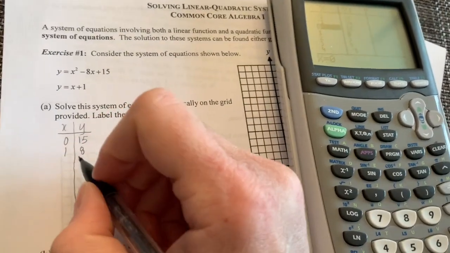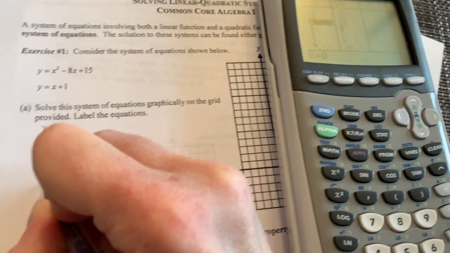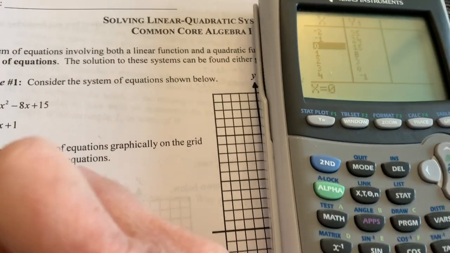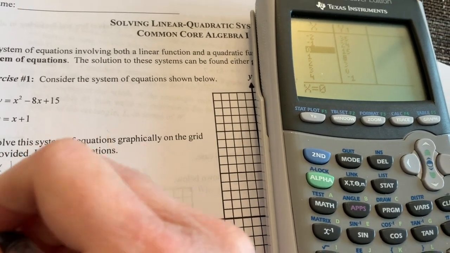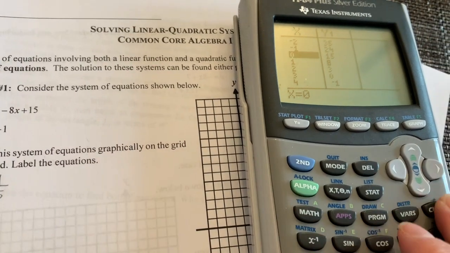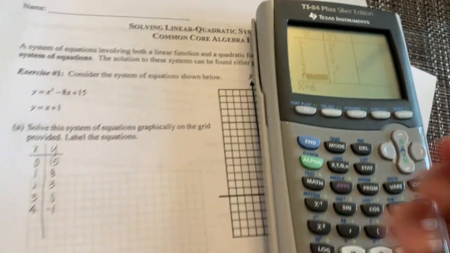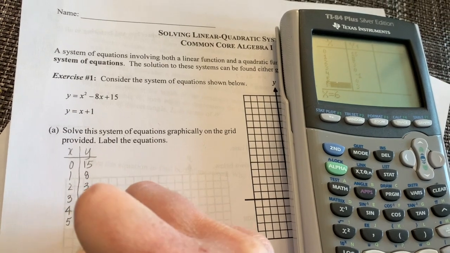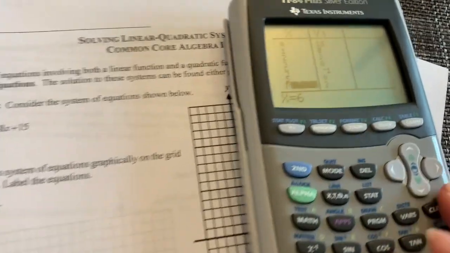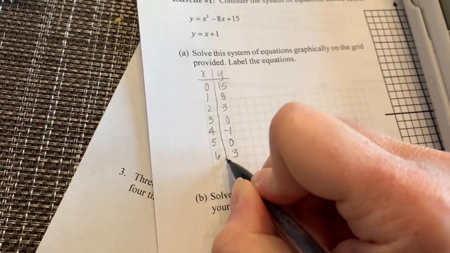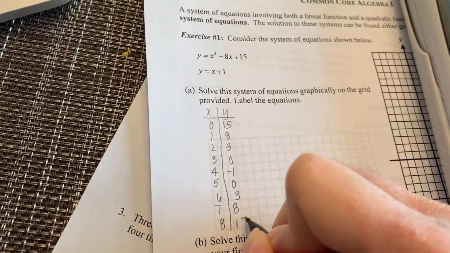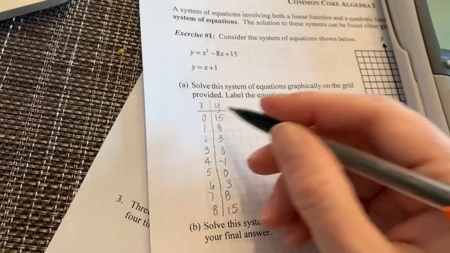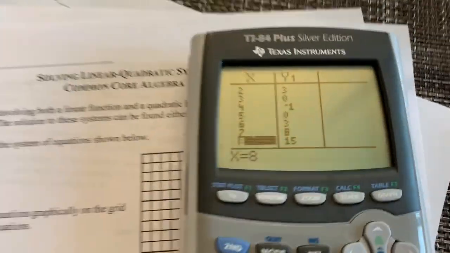2 and 3, 3 and 0, 4 and negative 1, 5 and 0, so you can see where your turning point was. It's starting to repeat. 6 and 3, and 7 and 8. And I'll just go to 8 so that we can have the full repeat of numbers there. So I got that from here, right?